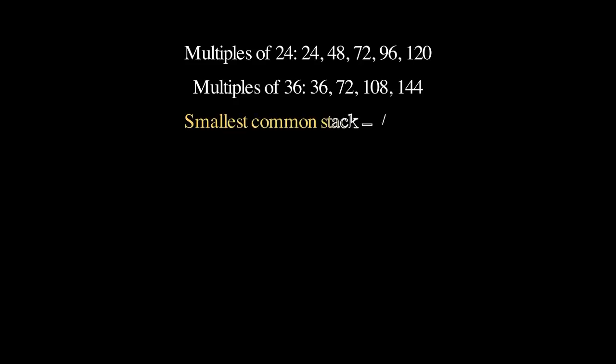Stack up copies of 24 days: 24, 48, 72, 96, 120. Stack up copies of 36 days: 36, 72, 108, 144. The smallest number in both lists is 72, so both tankers will next arrive on the same day after 72 days. To find how many times the first tanker came by then, divide 72 by its own gap of 24 days, which gives 3. So the first tanker will have come 3 times by that day, counting the very first visit.